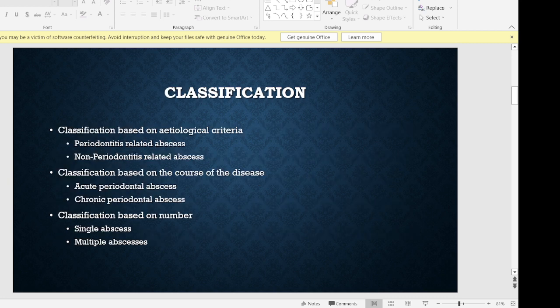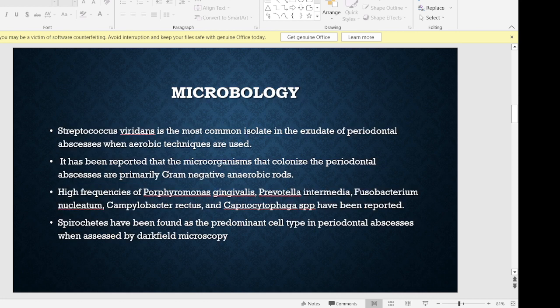Now coming to the classification of periodontal abscess. Classification is based on etiological criteria, as periodontitis-related abscesses and non-periodontitis-related abscesses. Classification based on the course of the disease, like acute and chronic periodontal abscesses. Classification based on the number, whether it is a single abscess or multiple abscesses.